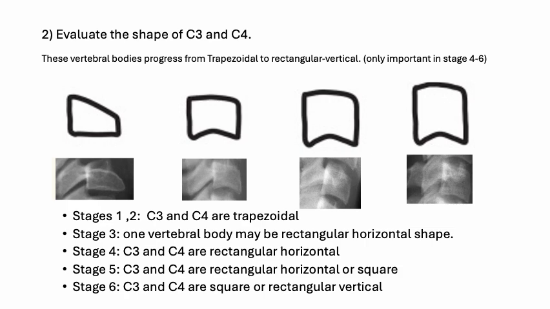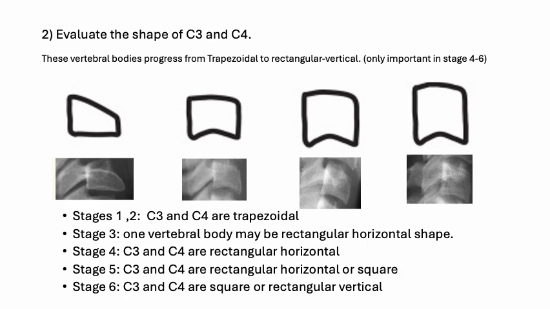And so stage 4 is defined by both C3 and C4 being in the rectangular horizontal shape. And so that means that the inferior border is longer than the anterior and posterior borders. And sometimes you actually need to measure it out with a little piece of paper to really try to convince yourself which one is longer. And then the progression from stage 4 to stage 5 is defined by one of the vertebra or both of the vertebrae C3 or C4 taking on the square shape.